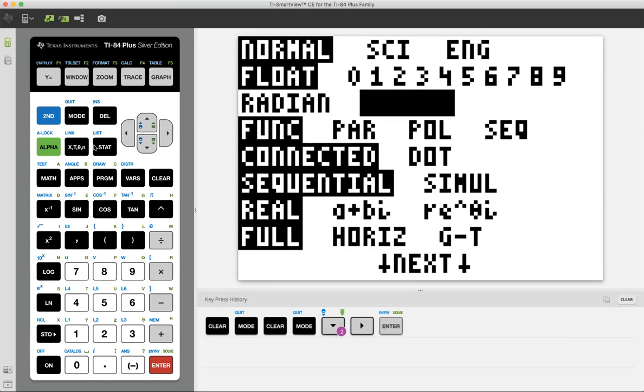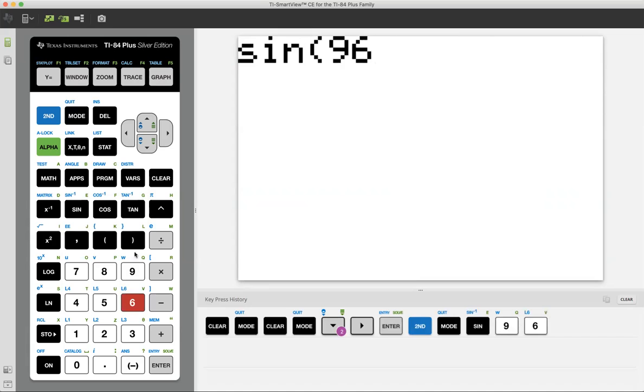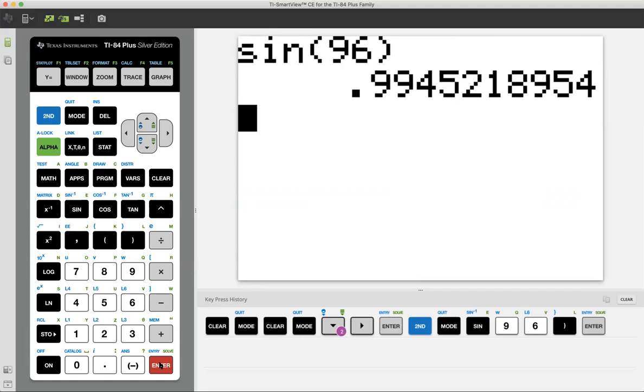Now I can exit that, or I can just quit. So I hit second, quit. Okay, I'm back to my main screen. It takes a little getting used to. If you haven't used these calculators or any calculator, just get to know your calculator. But now it's pretty straightforward. Your calculator should have a sine button. On mine, I hit sine first, and then I just type in 96 and make it look good. I can close the parenthesis and then hit enter, and there is my answer.